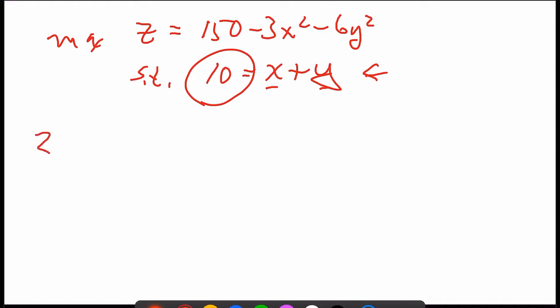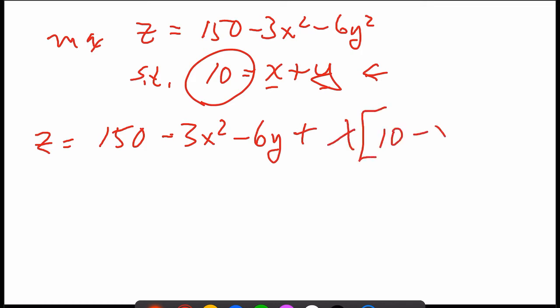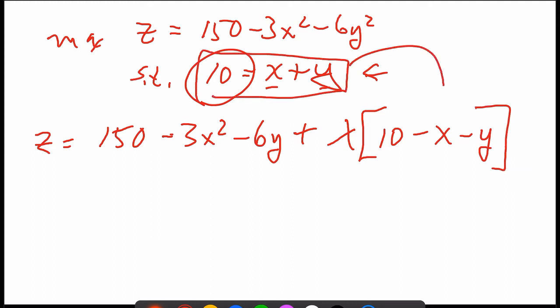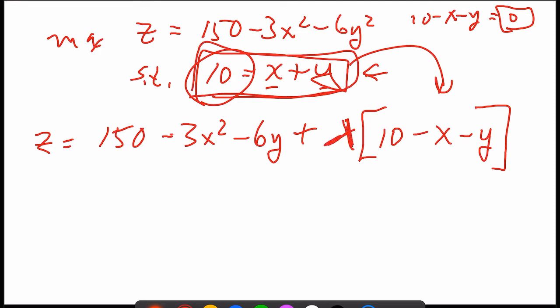So we're going to say z equals 150 minus 3x squared minus 6y squared plus lambda times 10 minus x minus y. Okay? Do you see how we turn this into this? 10 minus x minus y should equal 0, right? If the constraint's binding? Yeah. And then we have our friend lambda. So now we're going to take the partials of this, right?